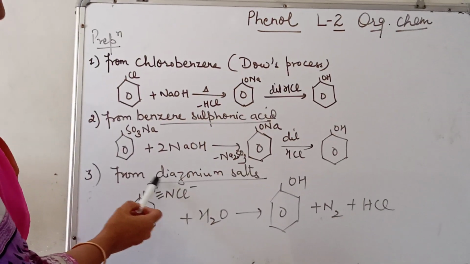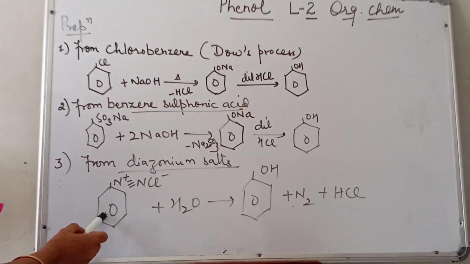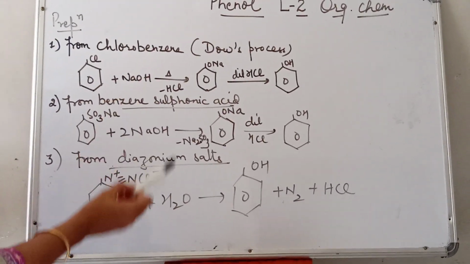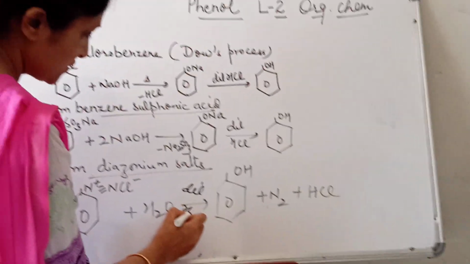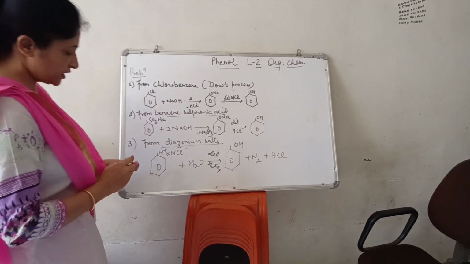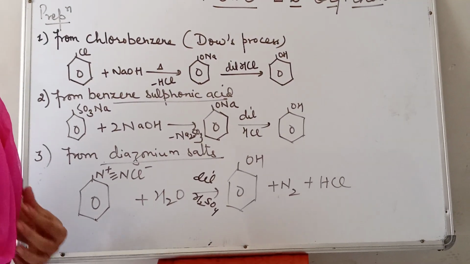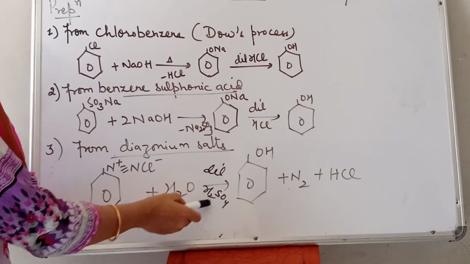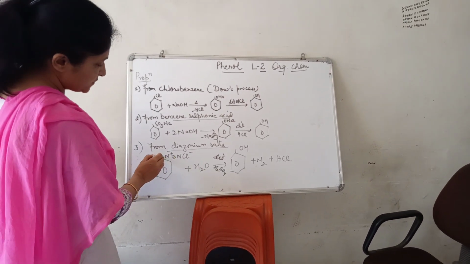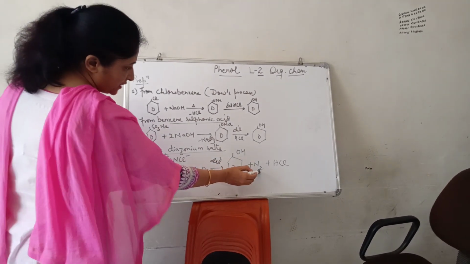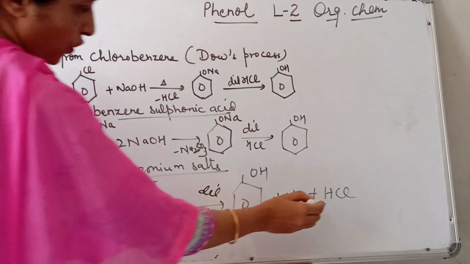Then the third preparation is from the diazonium salt. You all know the formula of the diazonium salt, C6H5N2+Cl-. When it is treated with water in presence of dilute H2SO4. Now what is the function of dilute H2SO4 here? It helps in dissociation of water. Because water is a poor electrolyte, its dissociation power is low. But in presence of 1% acid, it dissociates into H+ and OH-. So this OH- will take this position and N2 gas will be eliminated, and the remaining H will move to Cl to form HCl.